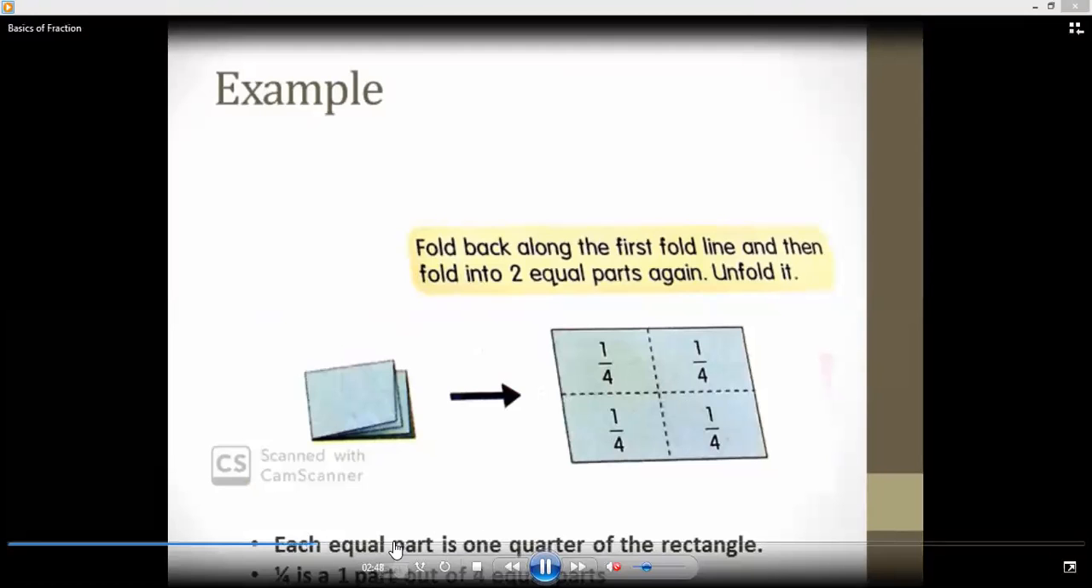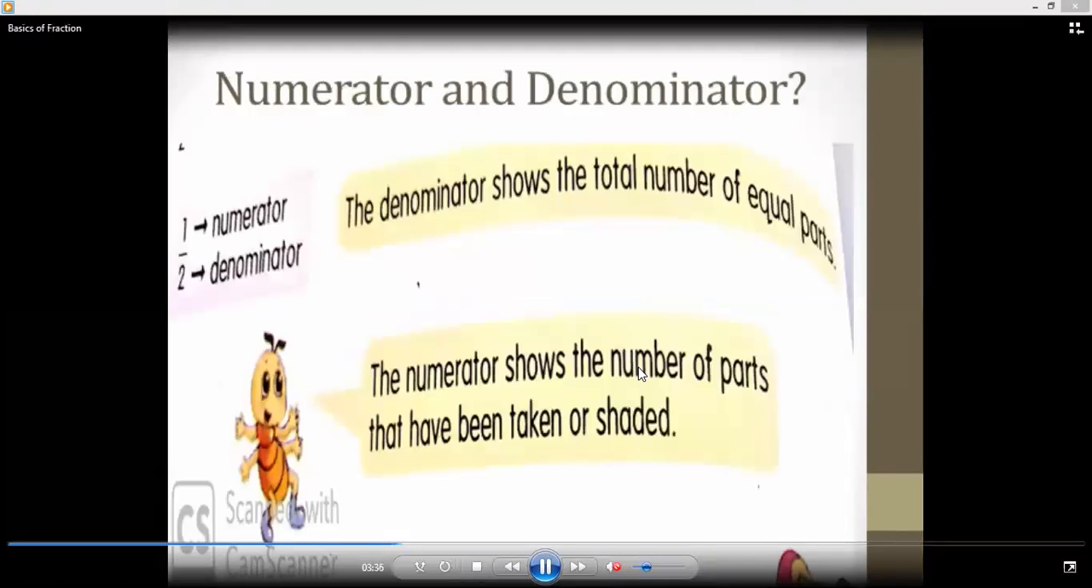And what is numerator? Numerator is the one which shows the number of parts that have been taken or shaded. The number of parts that have been taken or shaded. Look again.